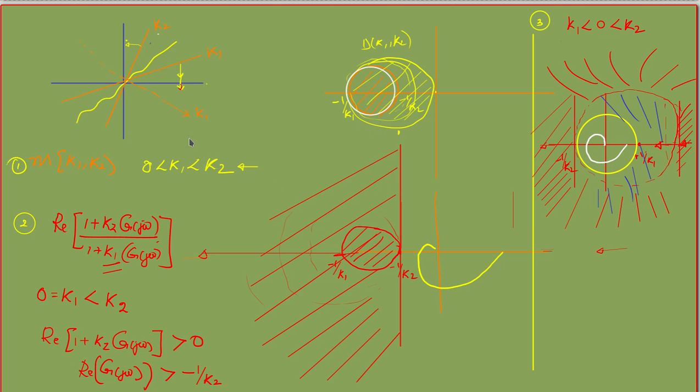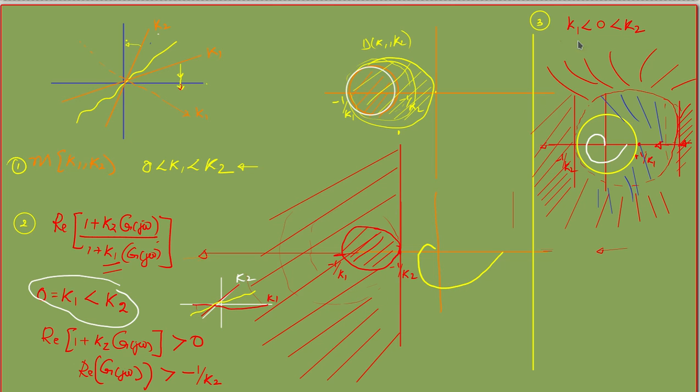Okay, so now if I have another condition here, another sector, where K1 is pushed to 0 and I have this sector condition, that is, I have K2 here and K1 here. This is K2 and this is K1. So the nonlinearity is somewhere lying here. In that case, what can we say? Then we can say that this G(jω) plot should not cross this line.